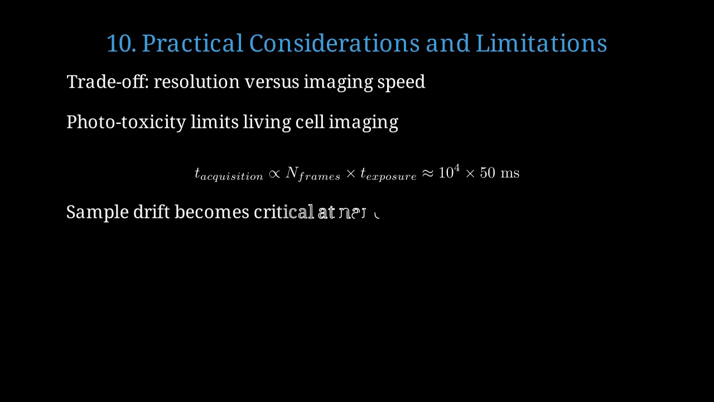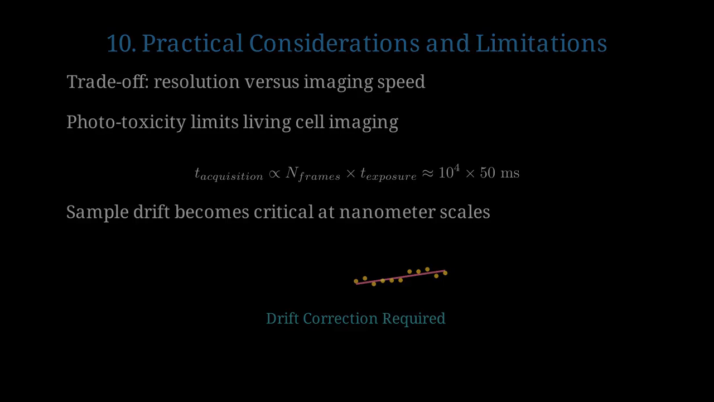At nanometer resolution, even tiny thermal drift of the microscope stage or sample becomes a major problem requiring active stabilization systems. Without drift correction, sample motion during acquisition blurs the final super-resolved image, requiring fiducial markers and computational correction. Why does all this matter? Let's explore how super-resolution microscopy revolutionizes nanotechnology research.